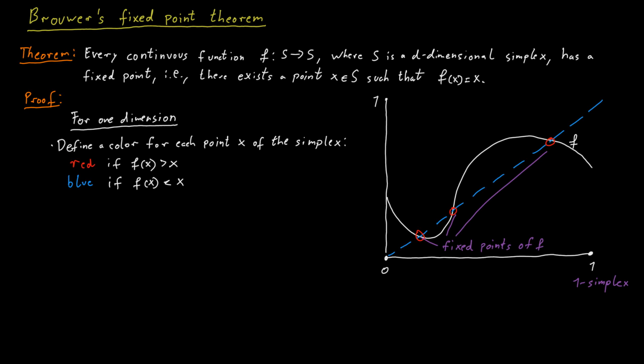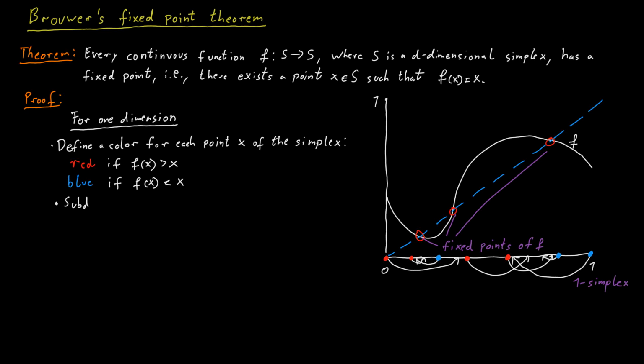And now we subdivide this simplex into smaller intervals. Now this point at the very left, the leftmost point at 0, clearly has the color red, right? Because f of x cannot possibly be smaller than 0. And the rightmost endpoint must be blue, right? Because f of x cannot be larger than 1.